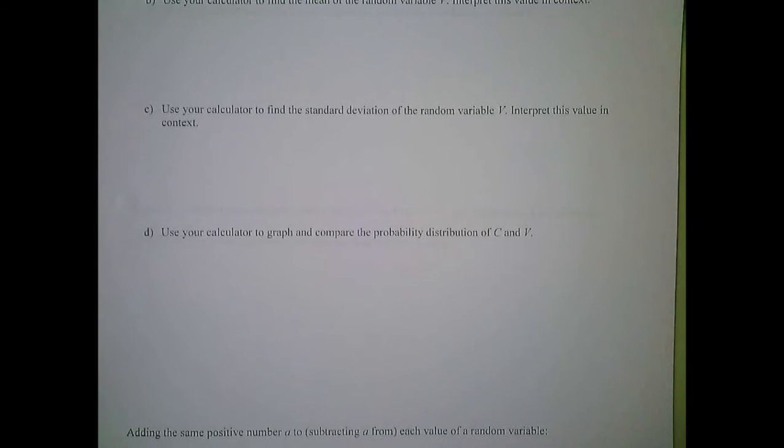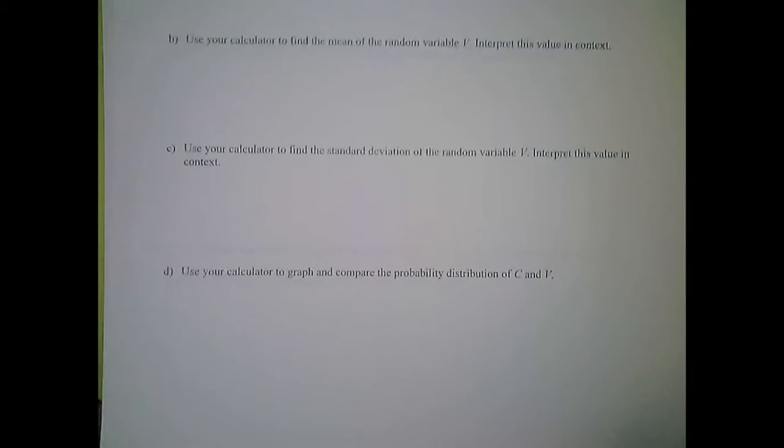So if you want, you can partner up with somebody and one person can do C, one person can do V. And then once you've done that, I would like for you to see if you can come up with some rules for how adding or possibly subtracting the same positive number A to a random variable would affect the mean, the spread, and the shape of the distribution. So go ahead and do that now. Once you're ready, you can start part 2 of the video.